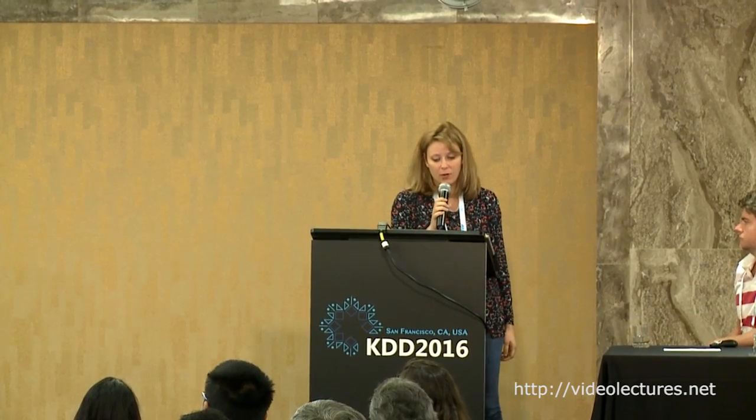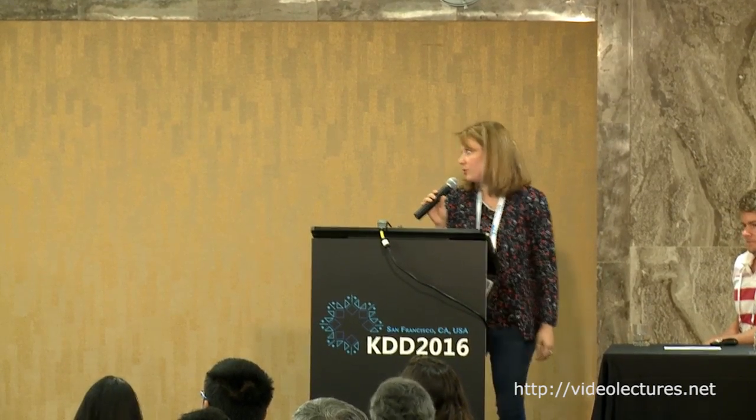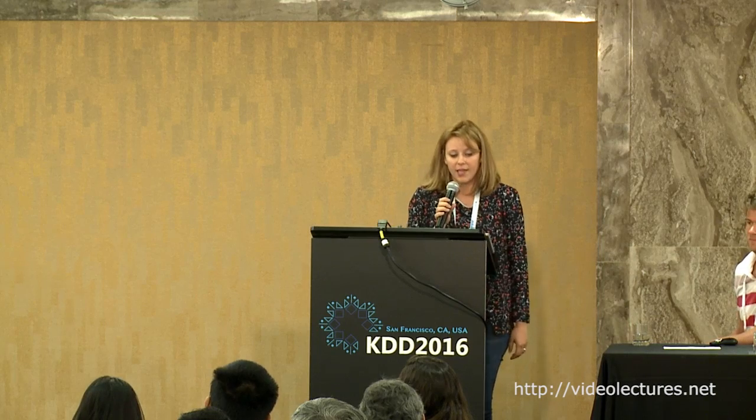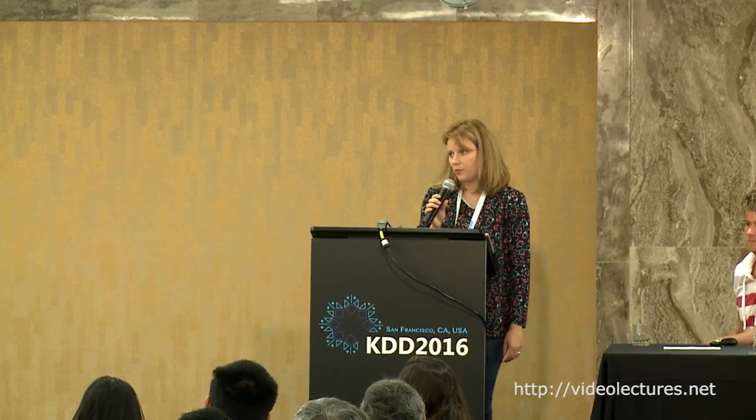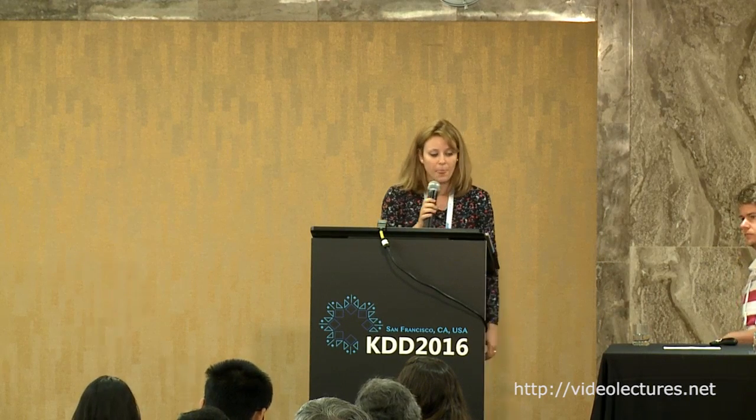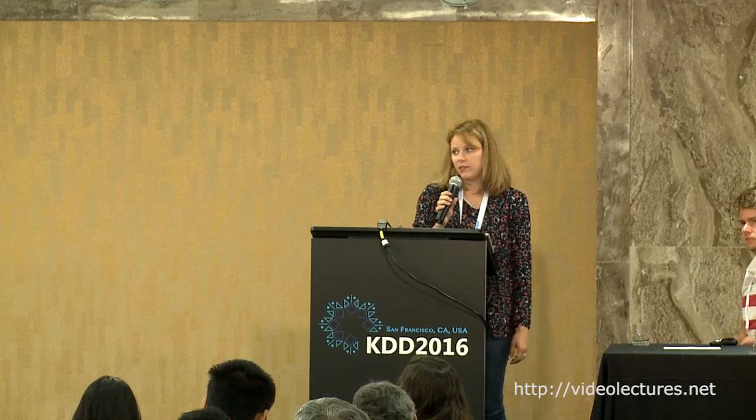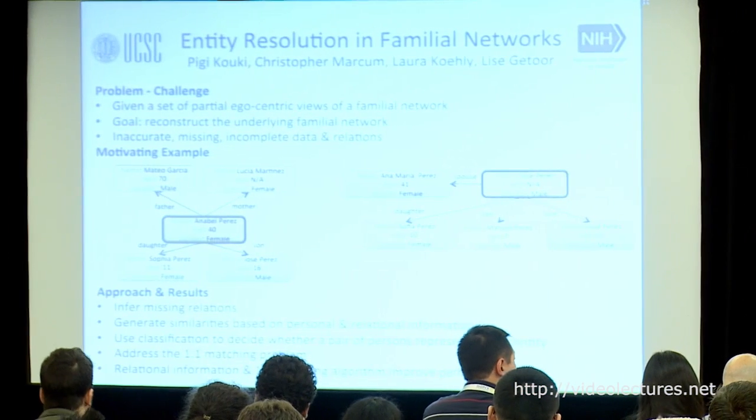Hi, my name is Piggy, and together with Alisa Getur from UC Santa Cruz, Chris Markham and Laura Colley from NIH, we worked on entity resolution in familial networks. The problem we are trying to solve is to reconstruct an underlying familial network given a set of partial egocentric views of this network. Partial egocentric means that the network is described from the point of view of a single person. Because of this, data and relationships that are given to us may be inaccurate, missing, and incomplete.